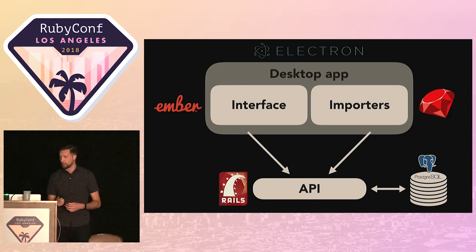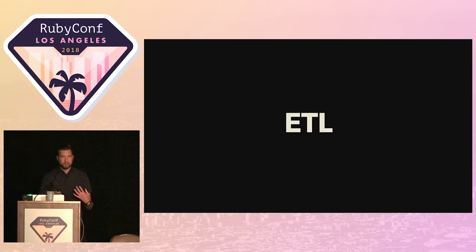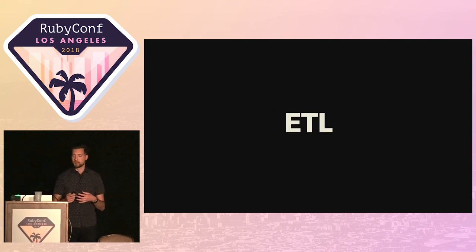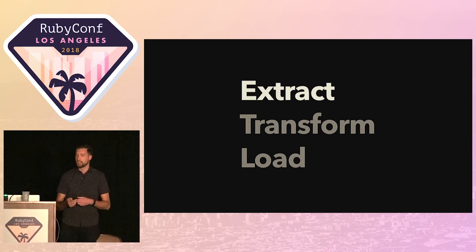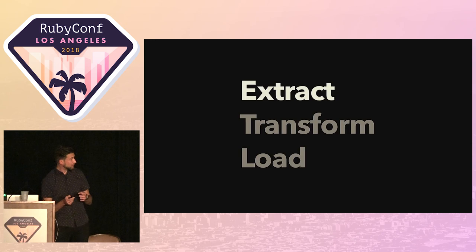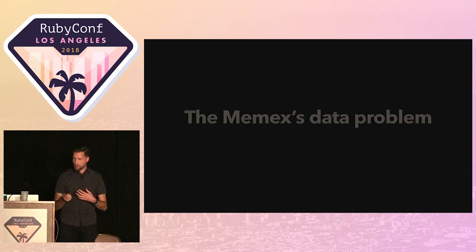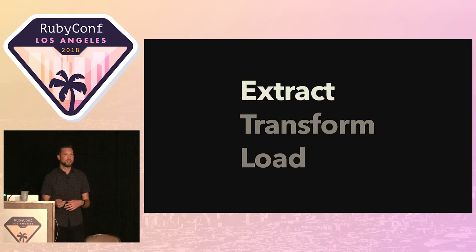So I'm going to focus on this for a bit. The importers are set up as an ETL system. ETL stands for extract, transform, load. First we extract from a source. This could be a scraper. This could be an API importer. It could be a big zip file of data. Then we transform it, which is changing that piece of data into the schema that I control, and then we load it into the API.